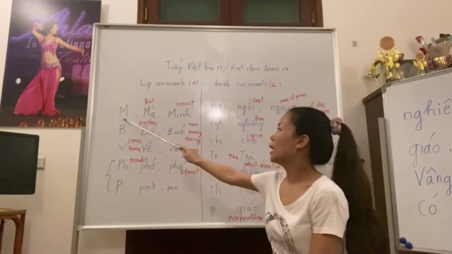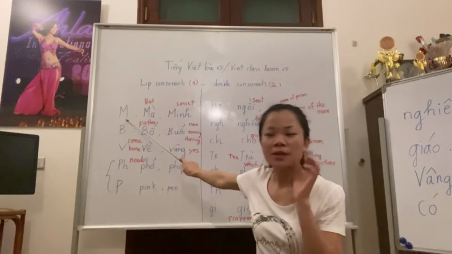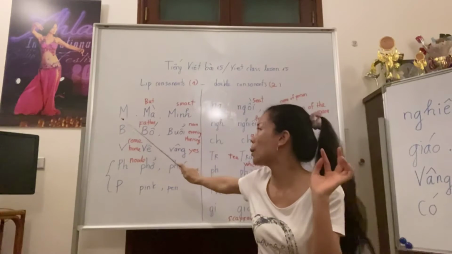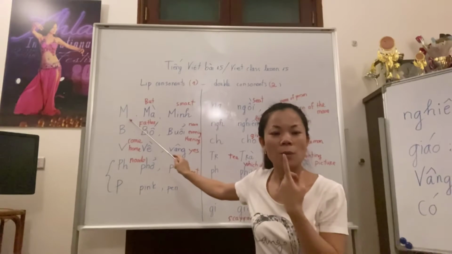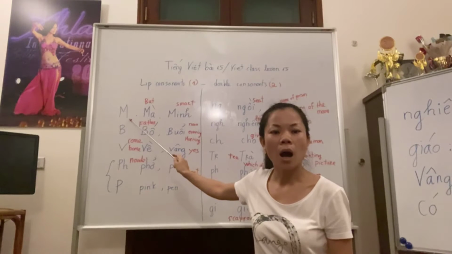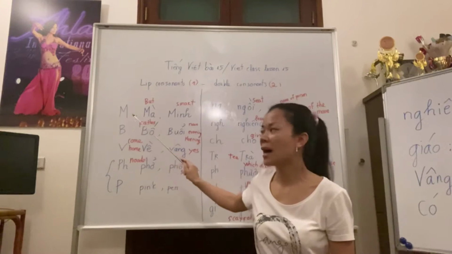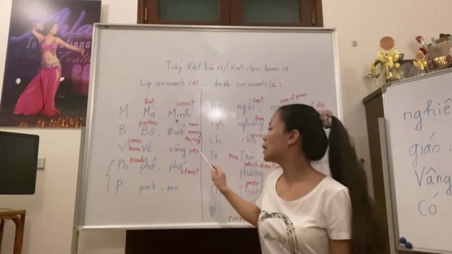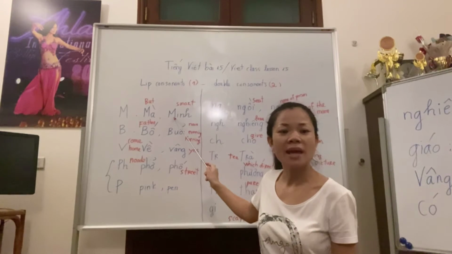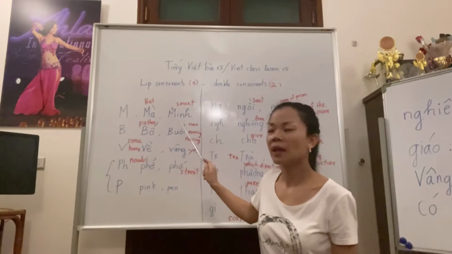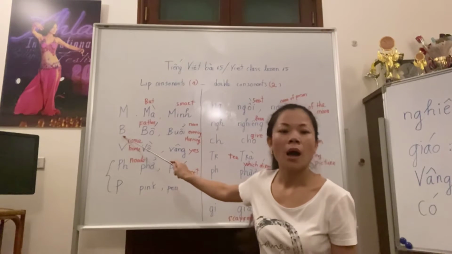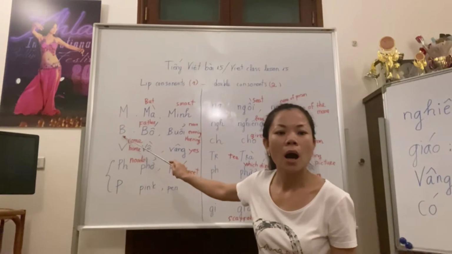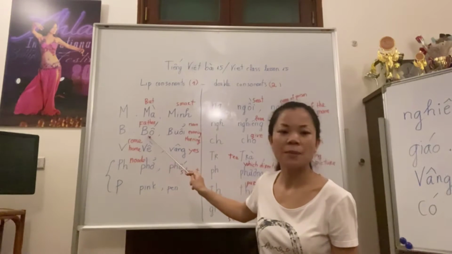And you can see my lips. Try to focus to hear the sound and see how my lips work. M, mờ, and I have examples: ma, ma. Mình, mình. The next one, B, bờ. I have an example: bố, bố.